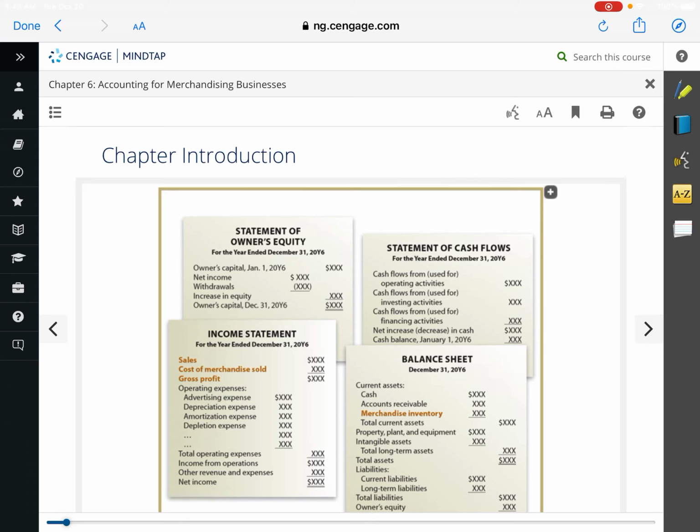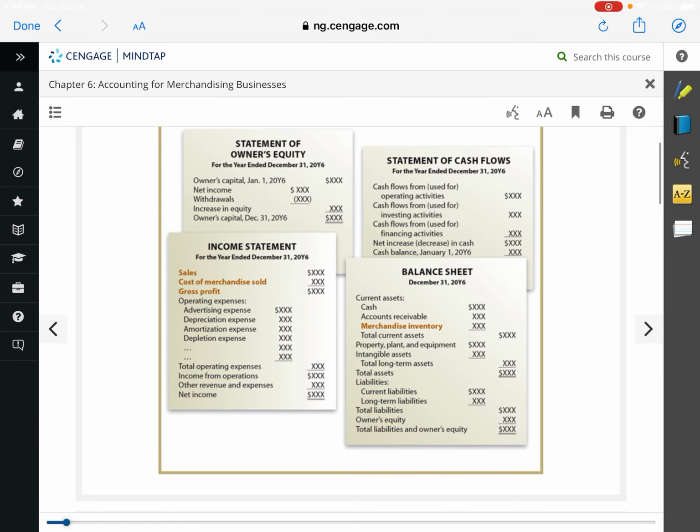Now next week we're going to start chapter 16, which is the statement of cash flows. Okay, so we're just going to spend this week in chapter 6, but the things that we're going to talk about, I feel like are vital to your base knowledge of accounting.